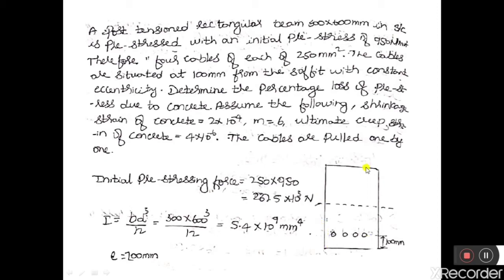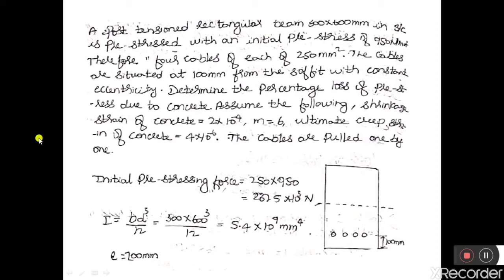So let us consider a concrete member which is a post-tensioned rectangular beam of 300 by 600 mm. It is a rectangular beam, therefore the centroidal axis will be at a distance of 300 mm from the top as well as from the bottom, that is y1 is equal to y2 is equal to 300 mm. 4 cables are provided at a distance of 100 mm from the soffit. Therefore, the eccentricity of cables with respect to the central axis will be 200. From here to here, the distance is 200. That is e is equal to minus 200.